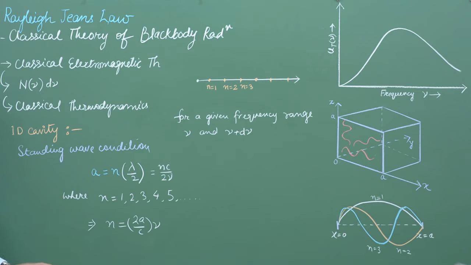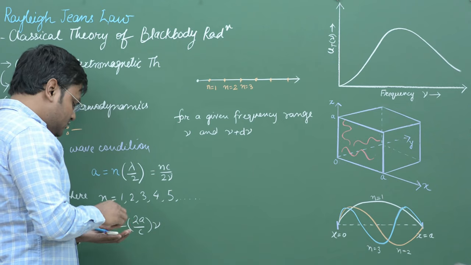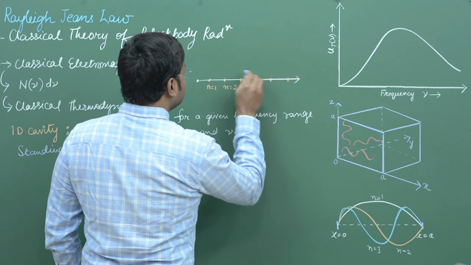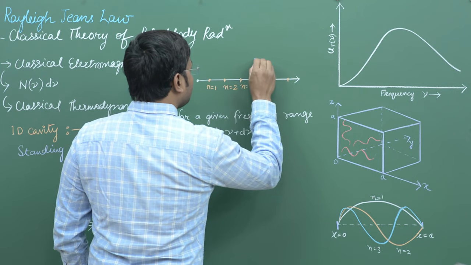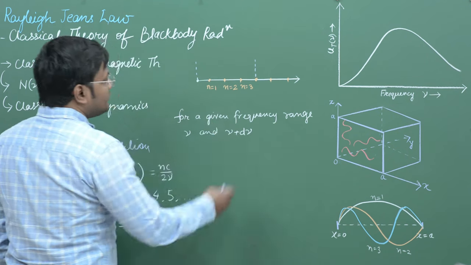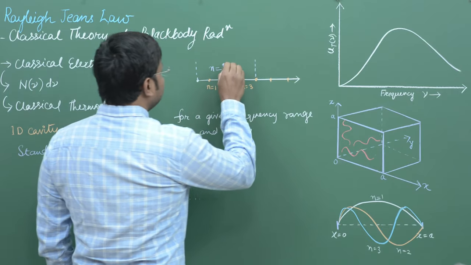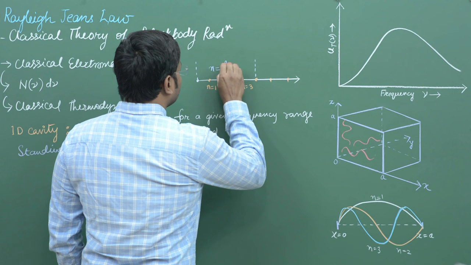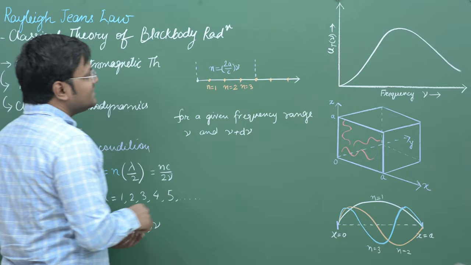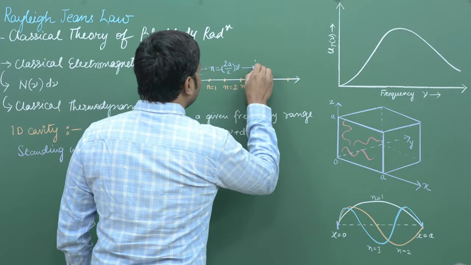For that, let's suppose that there is some kind of an integer corresponding to nu in this number line, and I call this simply n. n is equal to 2a upon c nu. What if I take a small increment in the frequency? In that case, I can go slightly forward. So this is the range of n for some given frequency.